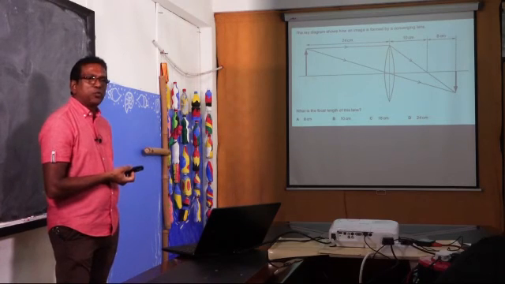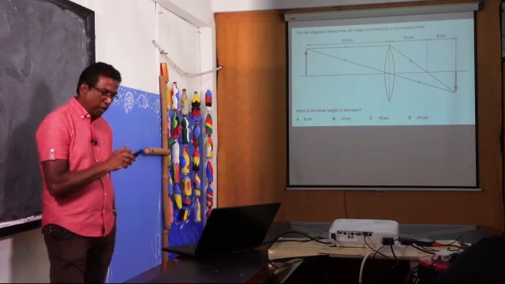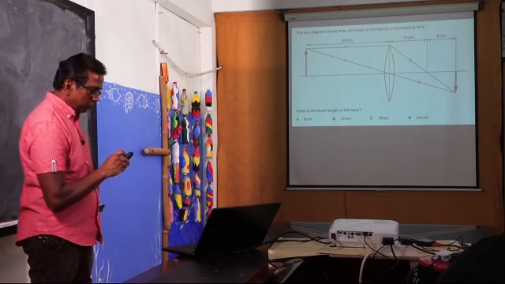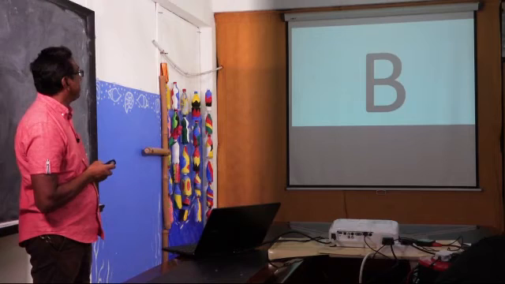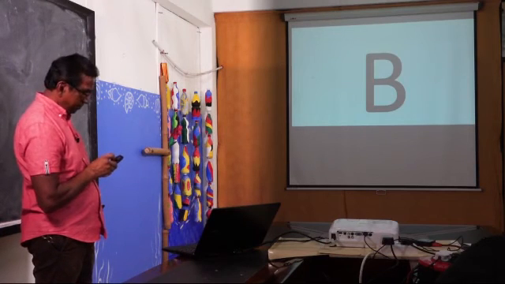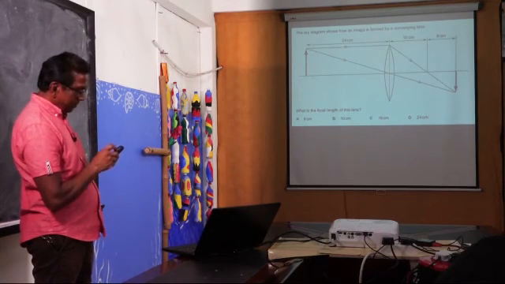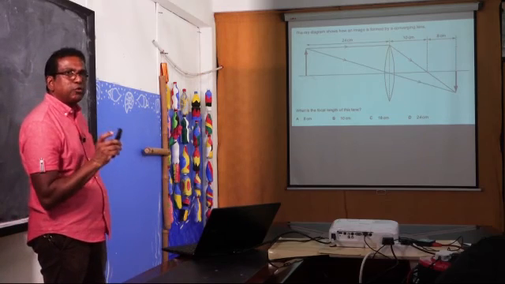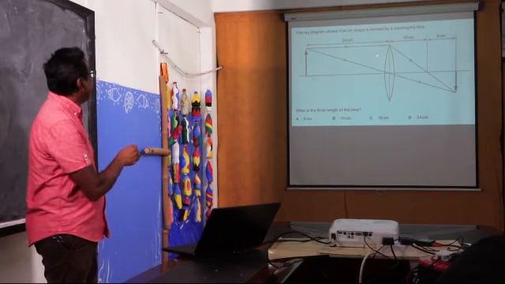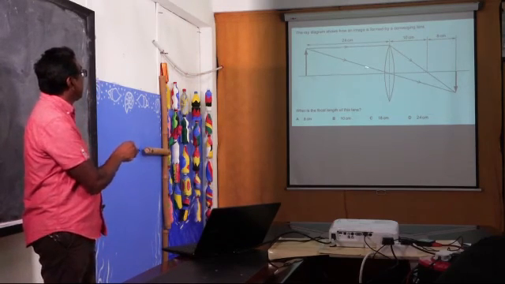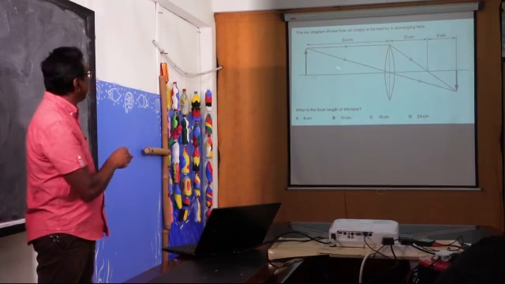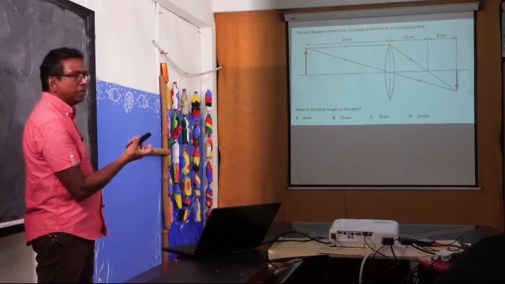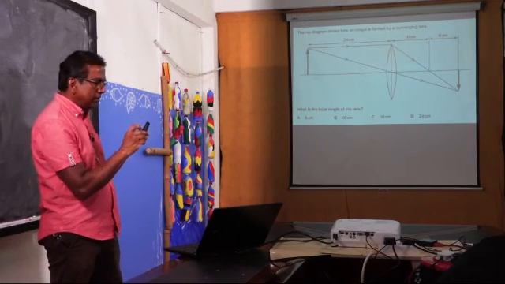I know it's not easy to grab, but you will forget it. You have to read through your books. Try to see what is happening. It's not that difficult. Answer is B. Only 3 lines I gave you to learn. Parallel through F, through the center and undeviated. The other one, if it goes through F, it goes parallel. So, in essence, you have got 2 lines.